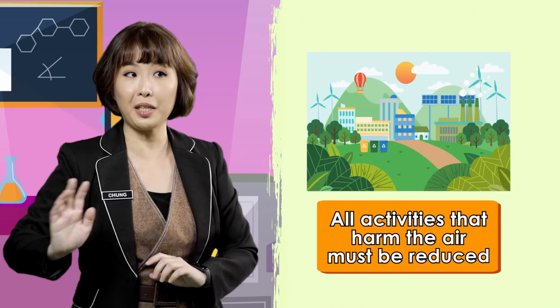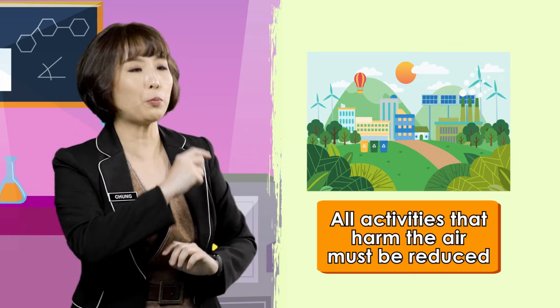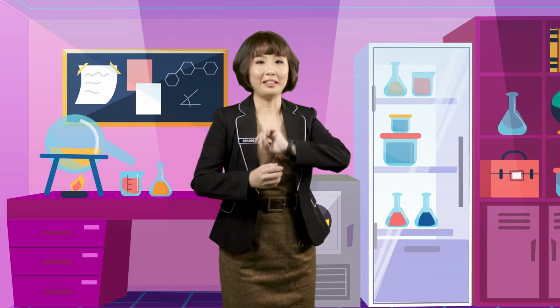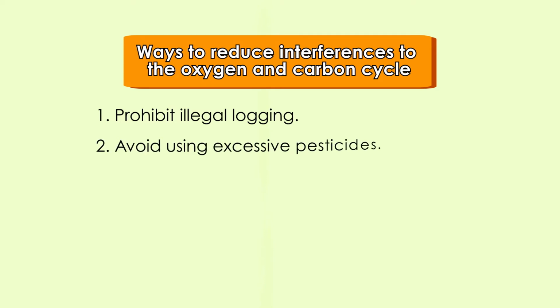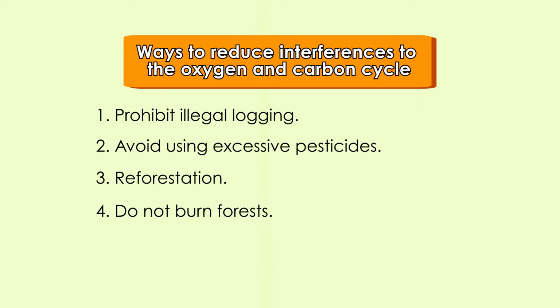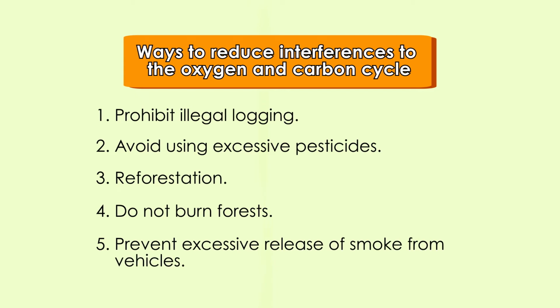So, all activities that harm the air must be reduced. Here are some ways to reduce interference to the oxygen cycle and carbon cycle. Number 1, prohibit illegal logging. 2, avoid using excessive pesticides. 3, reforestation. 4, do not burn forests. 5, prevent excessive release of smoke from vehicles.